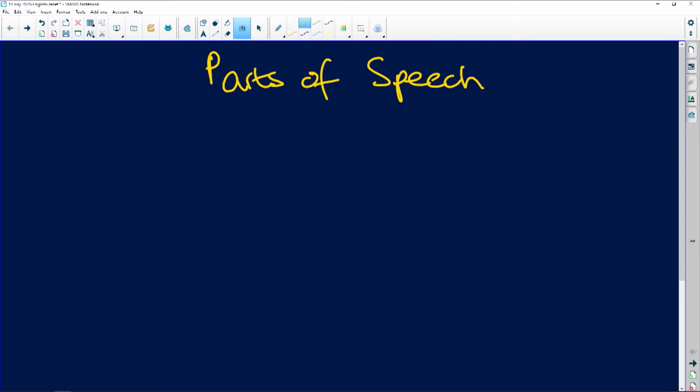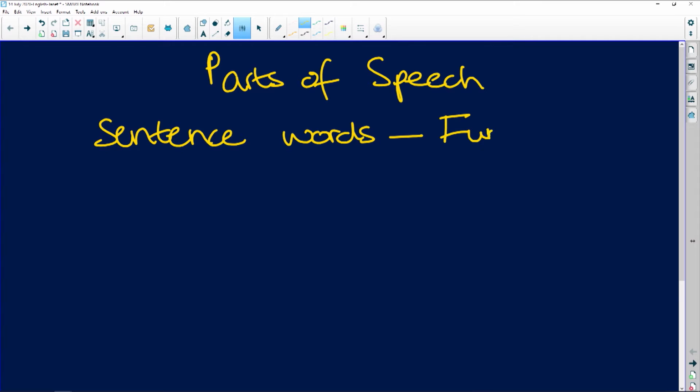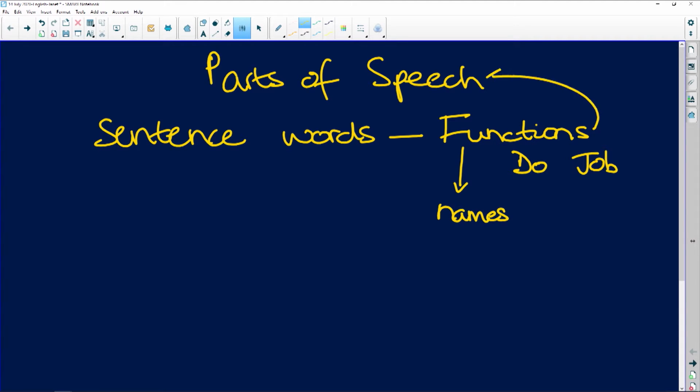When we make up a sentence, we use words that have particular functions. The function is, what are they doing? What is their job? And depending on their function, we give them particular names to describe those functions. And these are what we call the parts of speech.